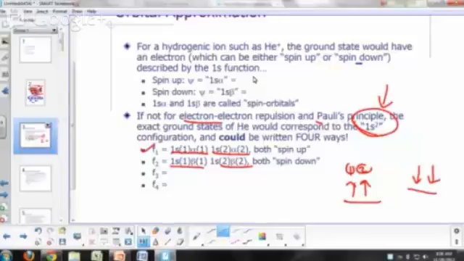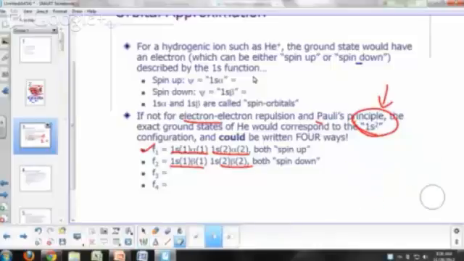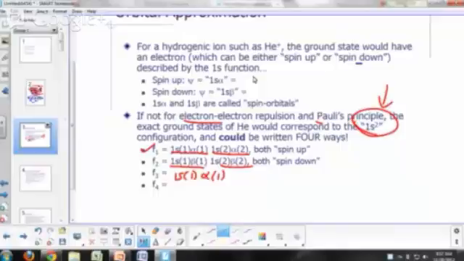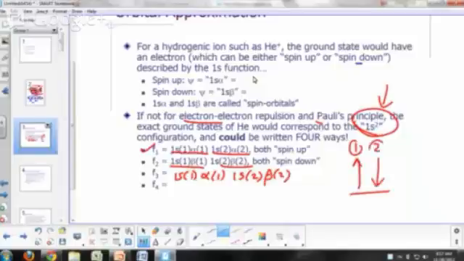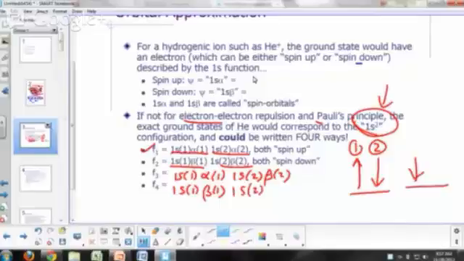So what's another way we could write the ground state? 1s(1)α(1) times 1s(2)β(2). What we're saying here is electron 1 is spin up and electron 2 is spin down. What's another way we could write this? 1s(1)β(1), so electron 1 is spin down, and 1s(2)α(2), electron 2 is spin up.